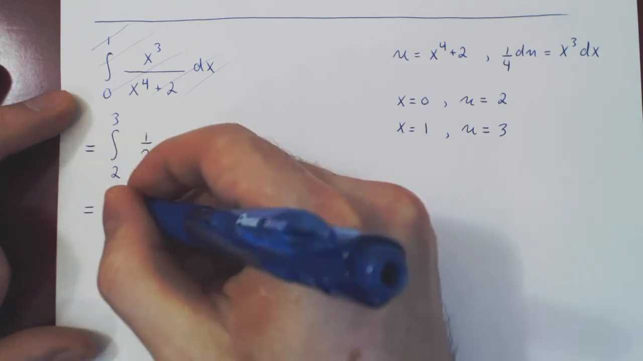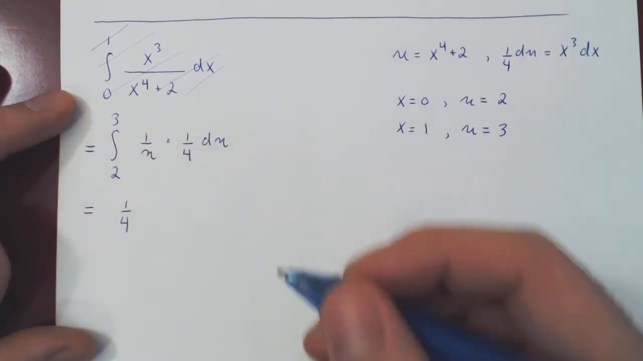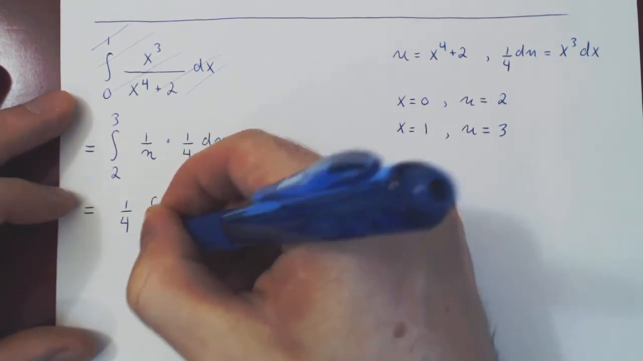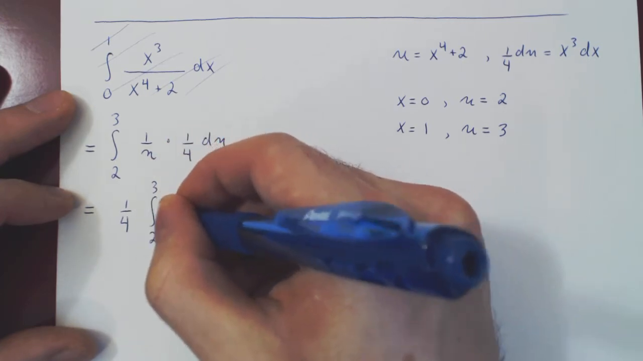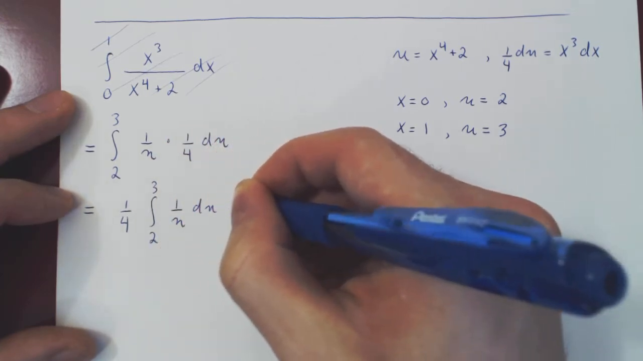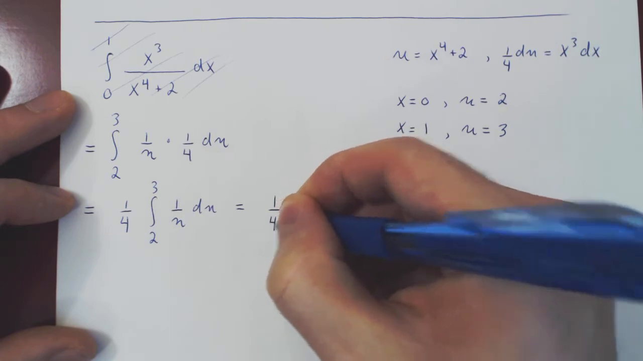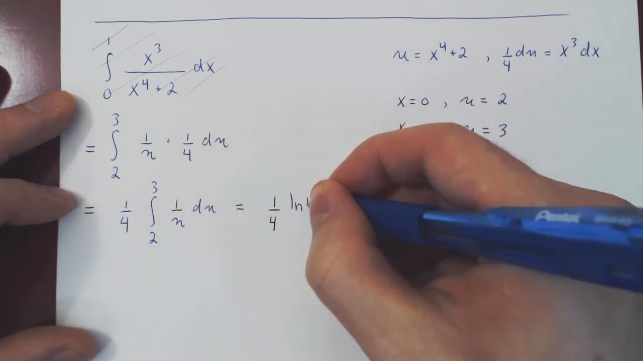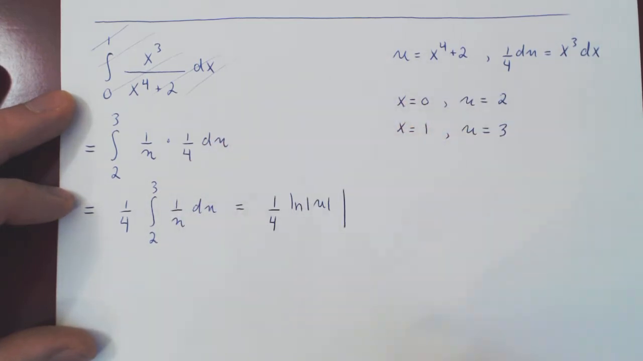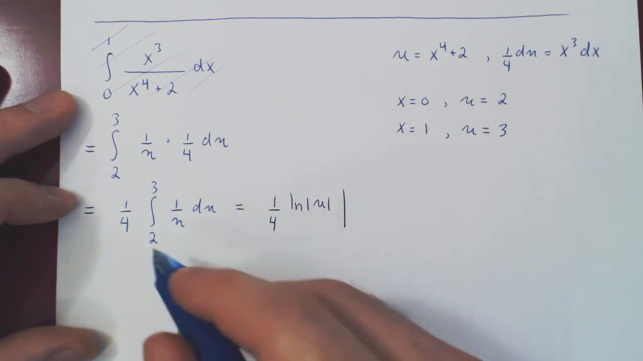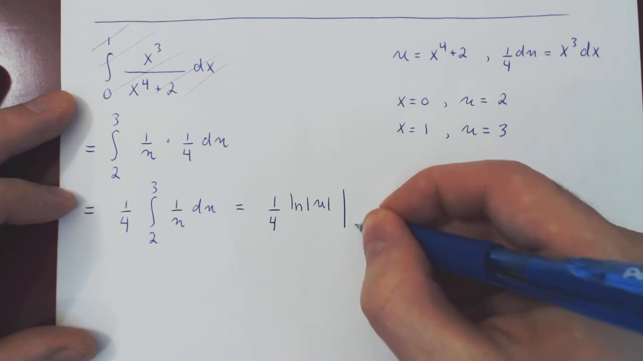Well, we have the quarter. Constant multiple can be factored out. Integral from 2 to 3, 1 over u du. As we've said before, the integral of 1 over u is the ln of u in absolute value. By the fundamental theorem of calculus, we evaluate the antiderivative at both endpoints, then subtract.